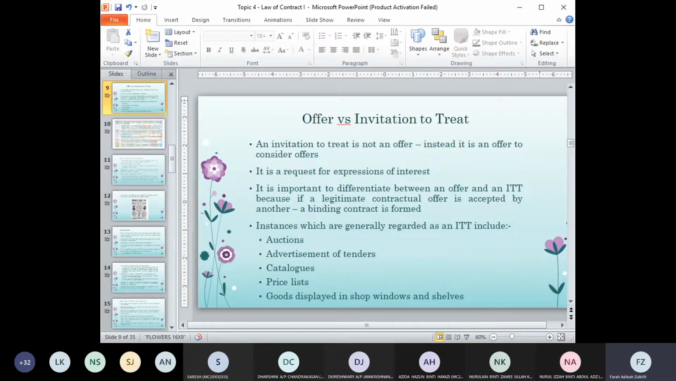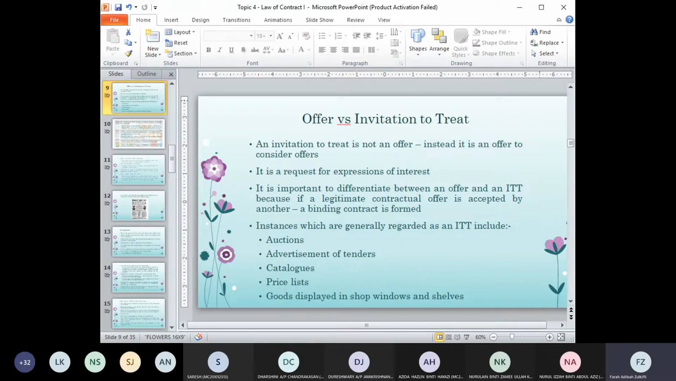So for example, when you have a brochure, or you create a catalog for IKEA. If you are a worker in IKEA, you have this IKEA catalog which you send out to your customers every month using email. That catalog is not an offer. That catalog is an invitation to trade. So an invitation to trade is an offer to consider offers. It is a request for expressions of interest.